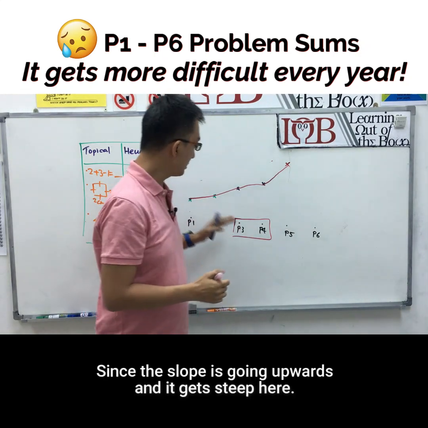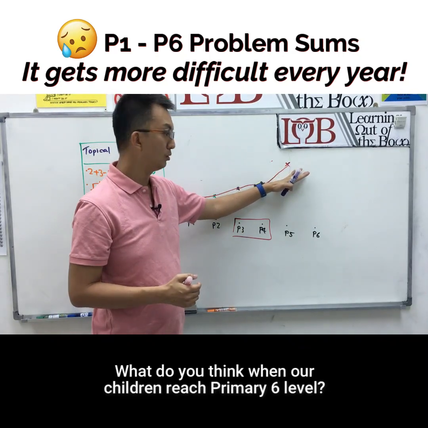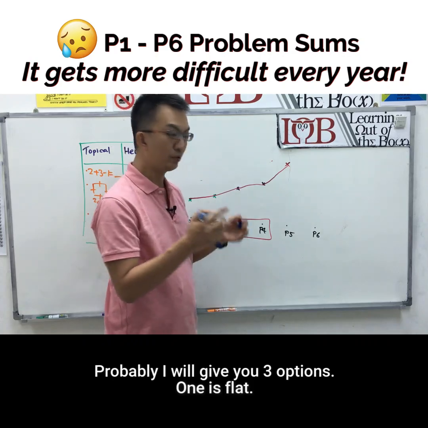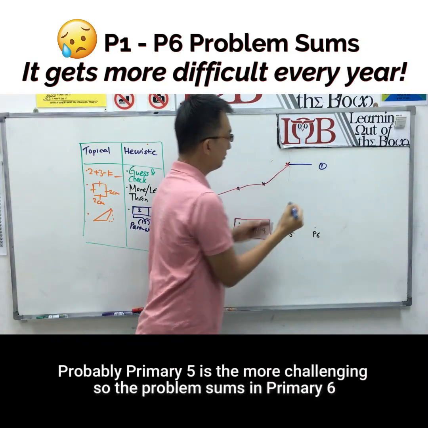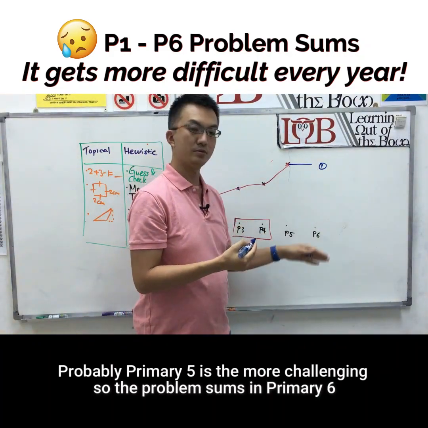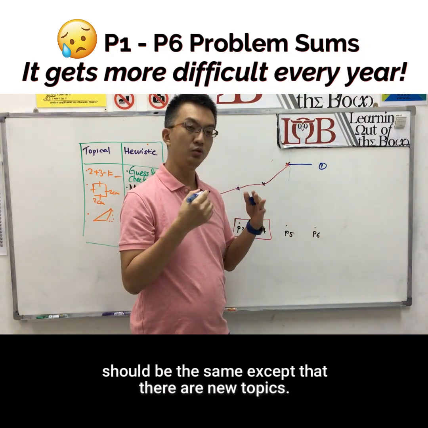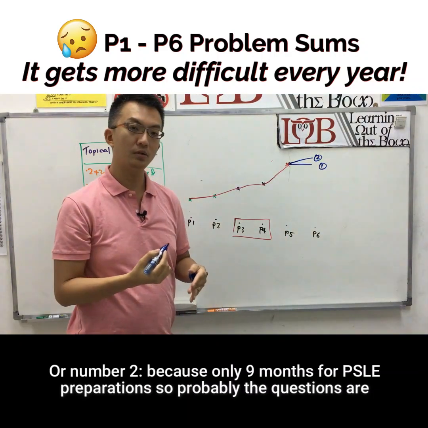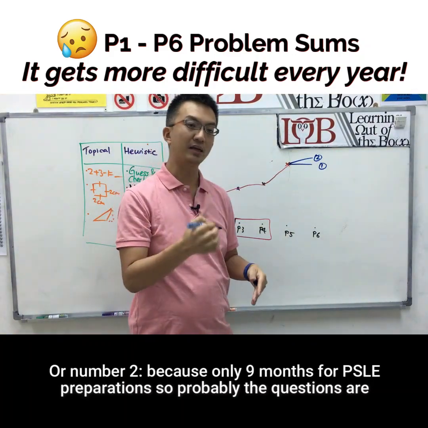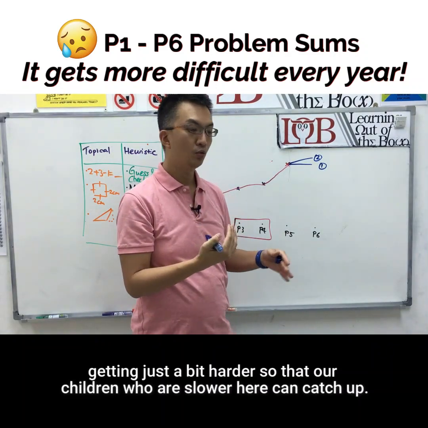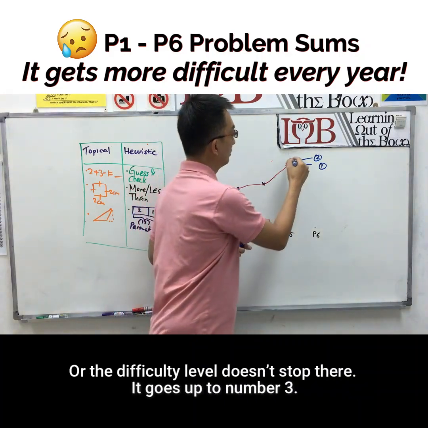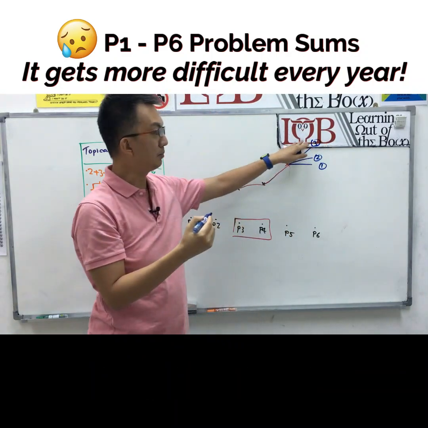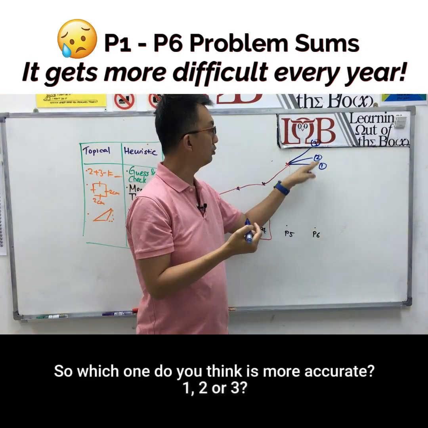Now, since the slope is going upwards and it gets steep here, what do you think happens when our children reach P6 level? Probably I'll give you 3 options. One is flat. Probably P5 is the most challenging, so the problem sums in P6 should be the same, except there are new topics. Or number 2, because there are only 9 months for PSLE preparation, probably the questions are getting just a bit harder, so that our children who are slower here can catch up. Or the difficulty level doesn't stop there, it goes up to number 3. I have to write on the label here because there's no space here. So which one do you think is more accurate, 1, 2, or 3?